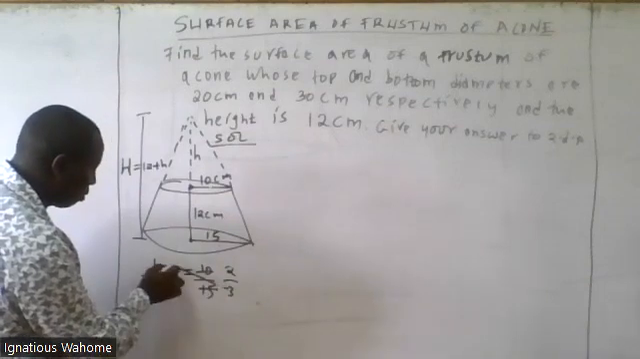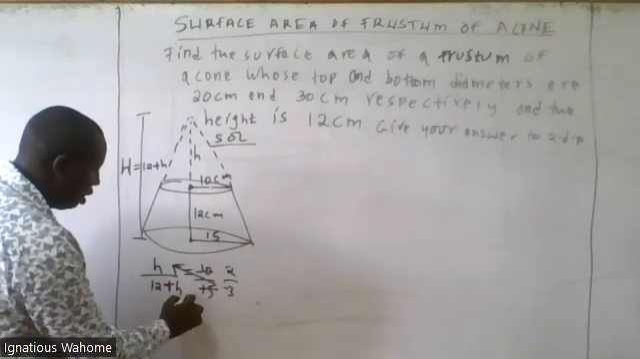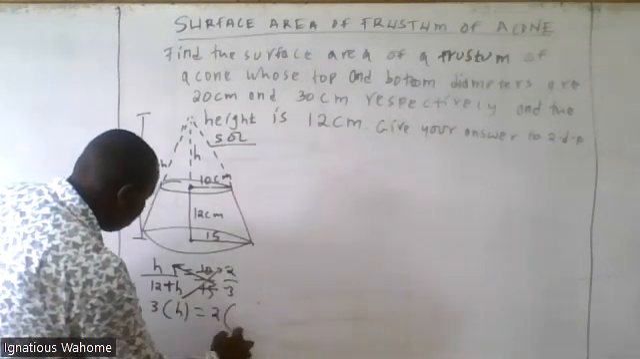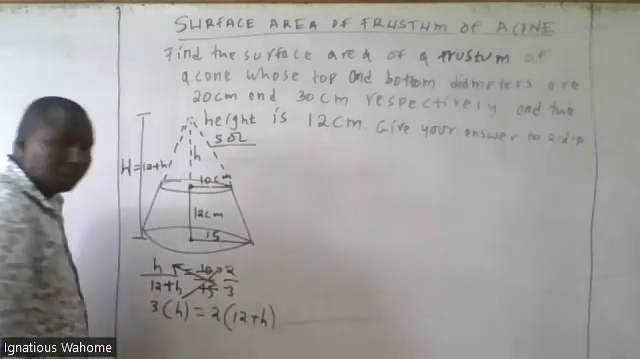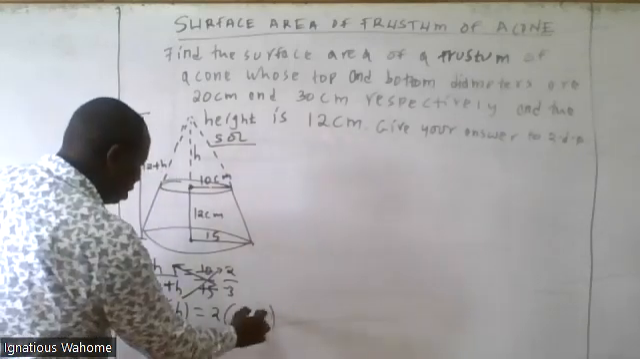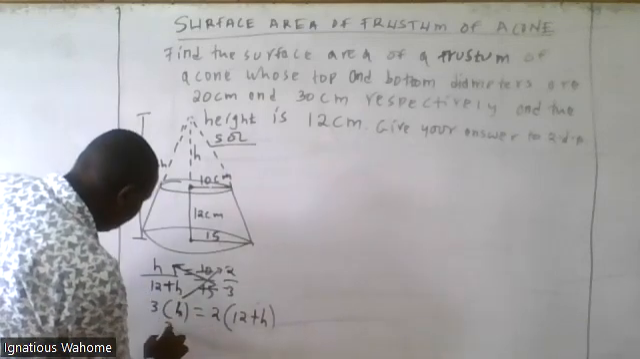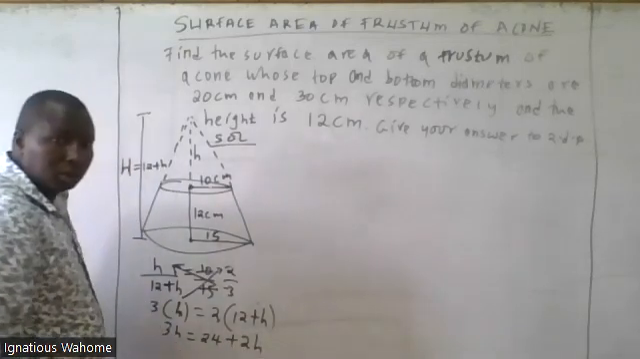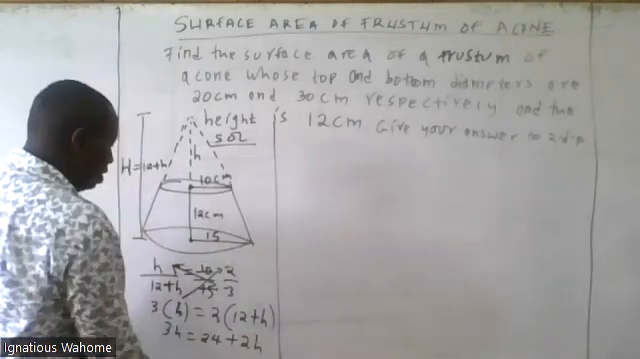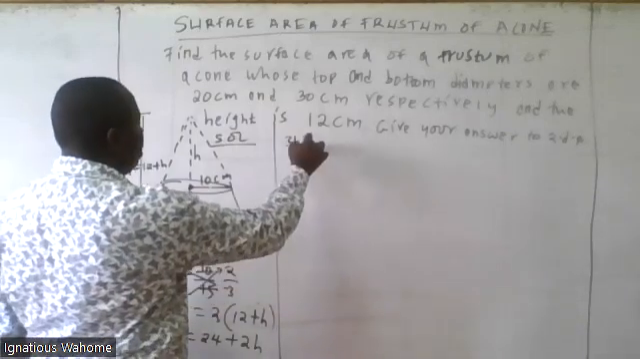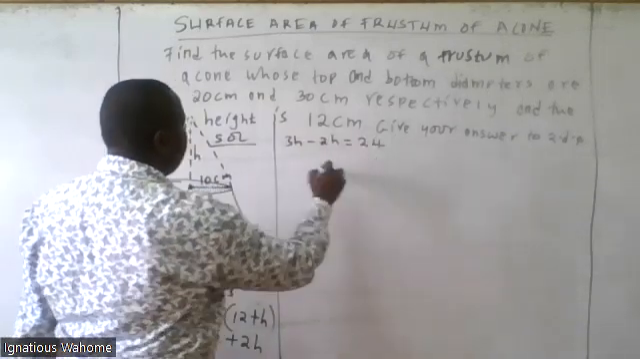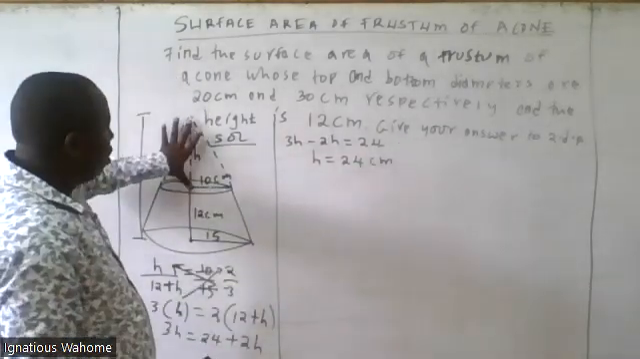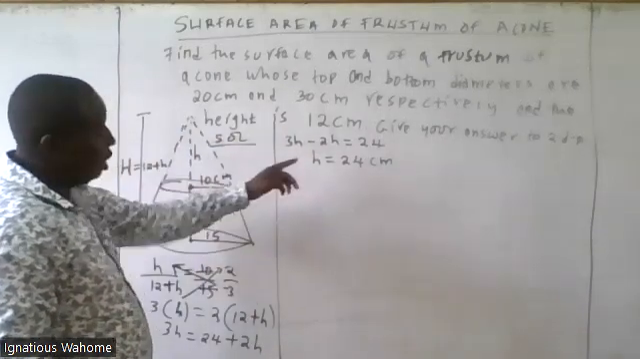What you can do is cross multiply. So 3 times h is equal to 2 times the bracket 12 plus h. You want to get the height of the small cone. So 3h is equal to 24 plus 2h. Therefore 3h minus 2h is equal to 24. So the height of the small cone that has been cut off is 24 centimeters.